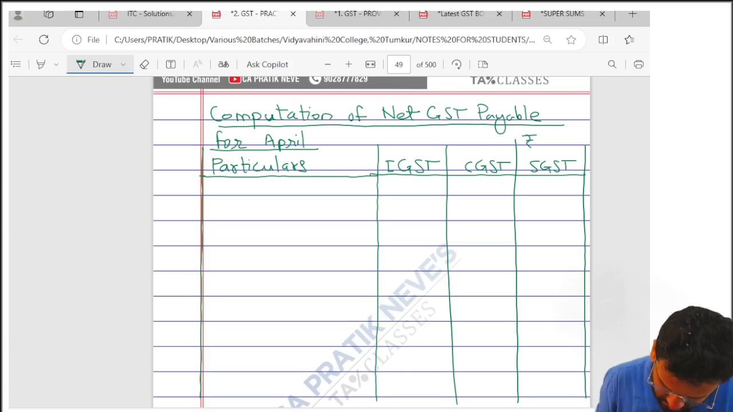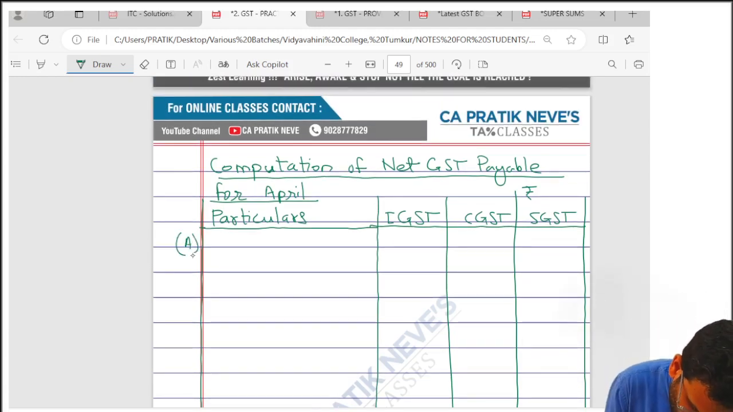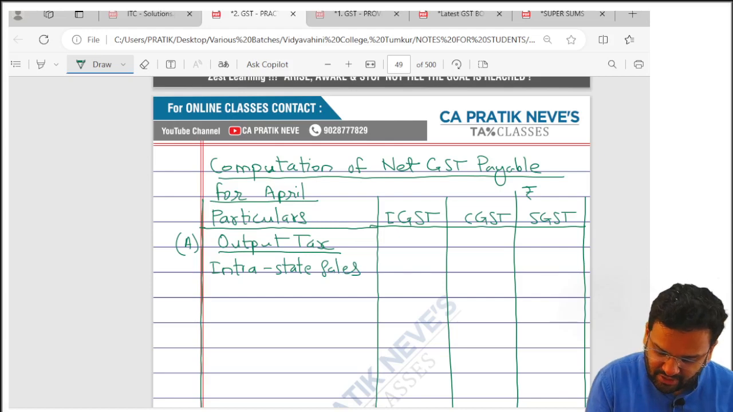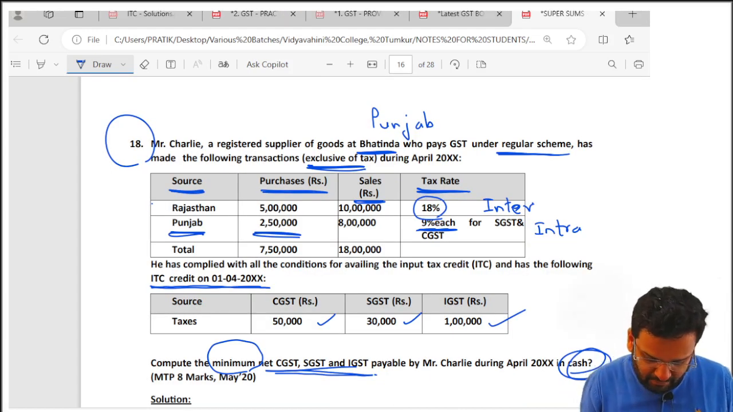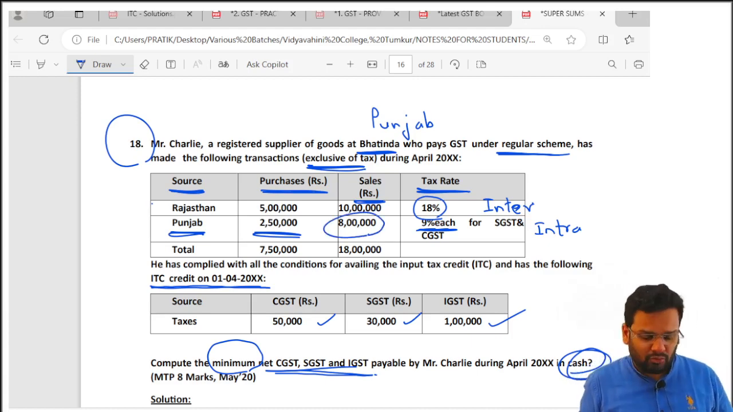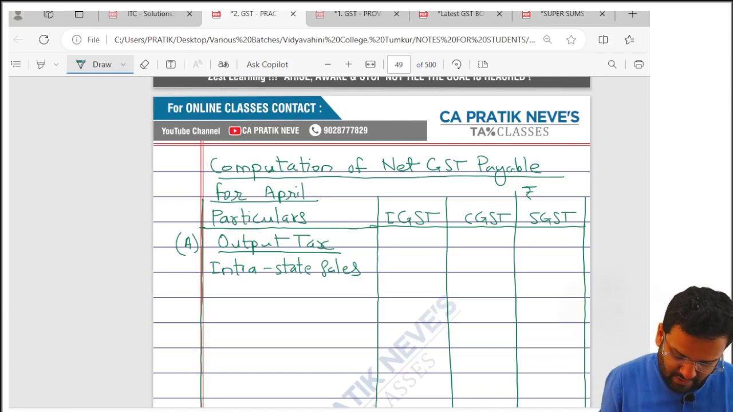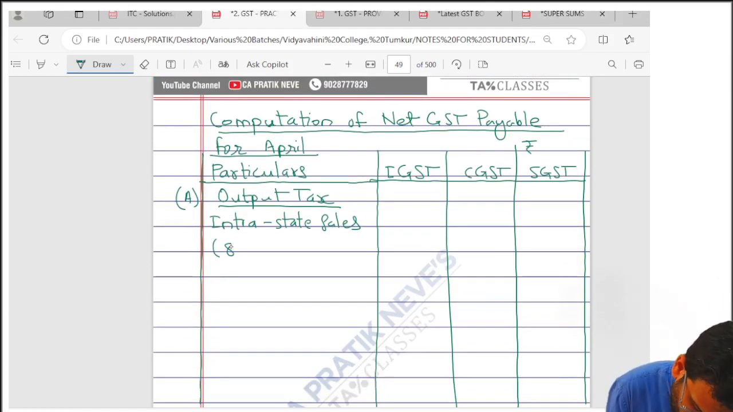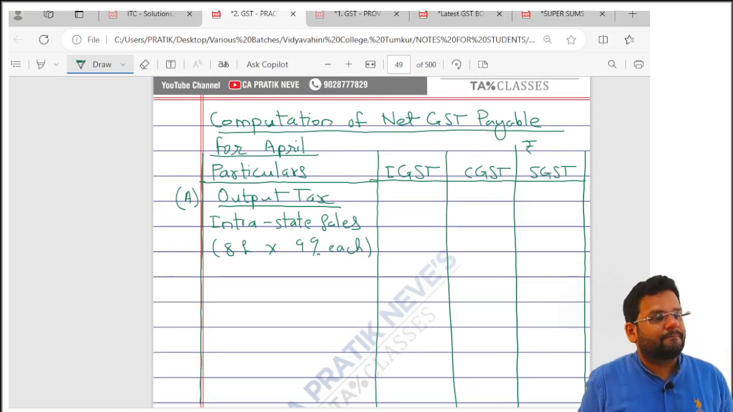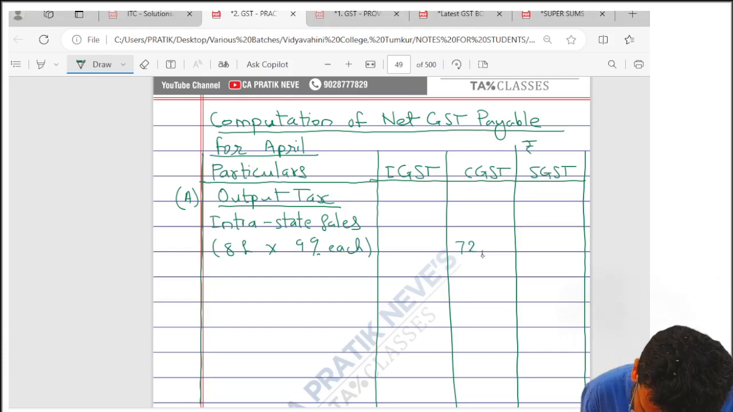Can you tell me which is the first sale that you want to show? Okay, intrastate. So what are your intrastate supplies or intrastate sales? Yes, let's check. Intra means within Punjab. So it is of 8 lakh. So 8 lakh into 9% each. 72,000 each.